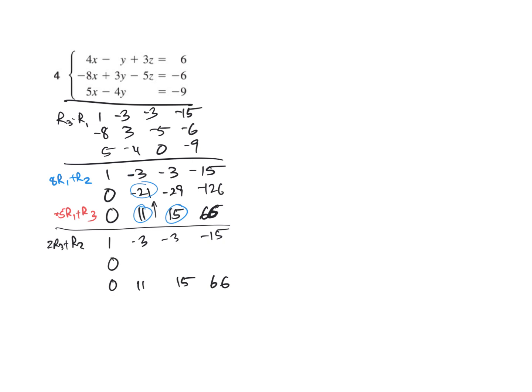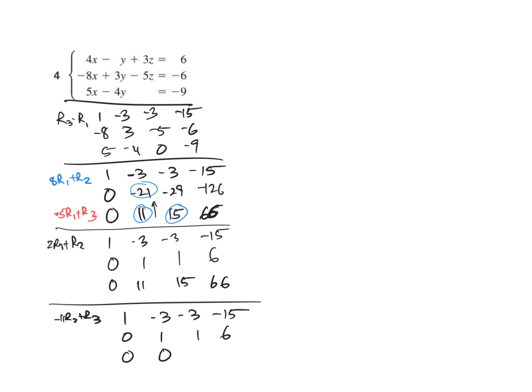So 0 plus 0 is 0. And then 22 plus negative 21 is 1. 30 plus negative 29 is 1. And 132 plus a negative 126 is 6. All right, that looks a little nicer. Now we can do something to row 3 by doing negative 11 row 2 plus row 3. So everything else stays the same. And so that's 0. Negative 11 plus 11 is 0. Negative 11 plus 15 is 4. And negative 66 and 66 is 0.